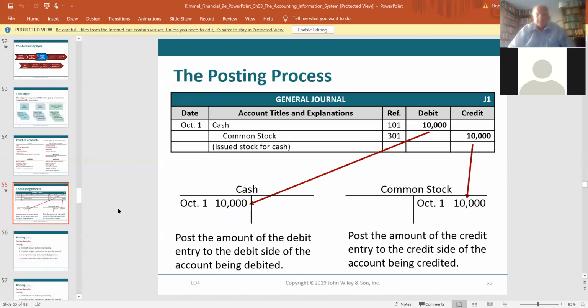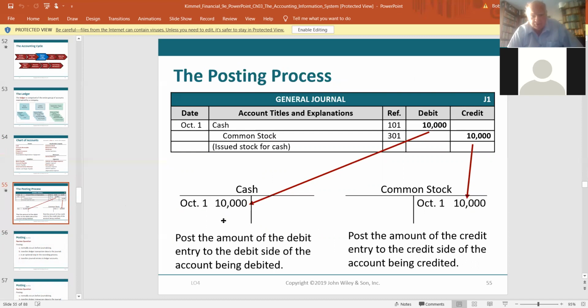Okay, posting. Let's take a peek here. We wrote the journal entry. We debited cash for common stock, but it wasn't until we clicked on that arrow. Once we hit the button that said post, whammo, it posts to the general ledger. These T accounts you see here are your general ledger. It's the poor man's general ledger for illustrative purposes.